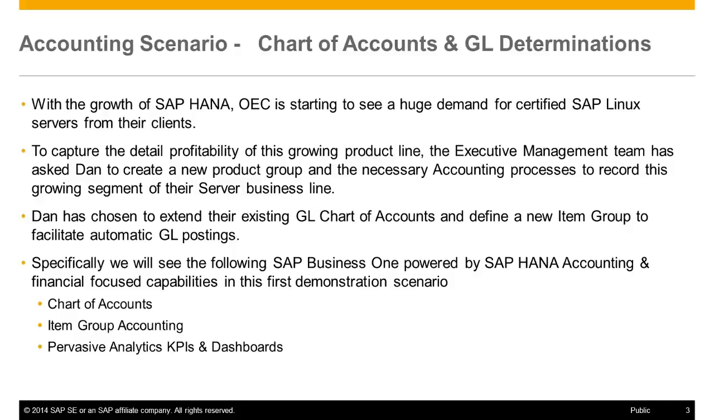Specifically, we will see the following SAP Business One powered by SAP HANA accounting and financial focus capabilities in this first demonstration scenario: customized financial workbench, pervasive analytic KPIs and dashboards, chart of accounts, item group accounting, and enterprise search.